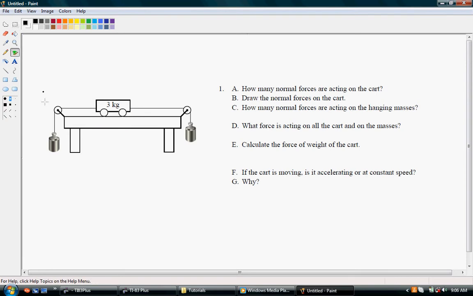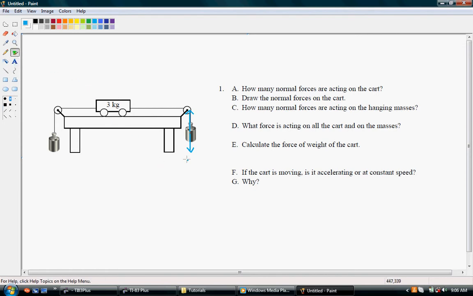And we also know that these weights have an equal mass and therefore have an equal force of weight. If we were to draw a free body diagram for each of these weights, we would have two forces. We would have the force of weight pulling the object down, applying a downward force, and you would have a force of this rope or string pulling the object up.